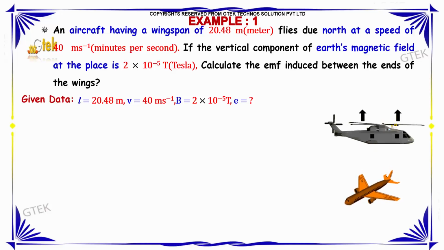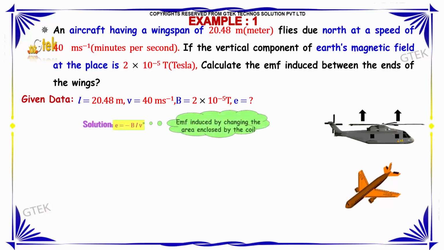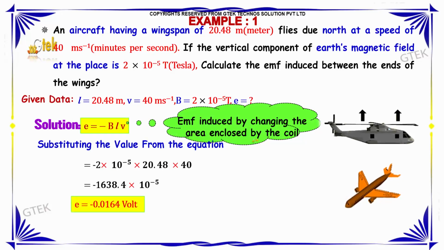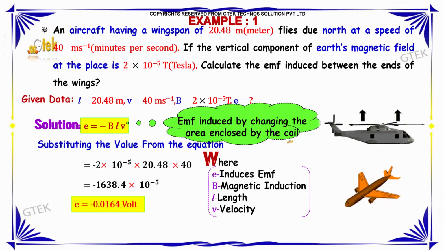So the length L is equal to 20.48, V is equal to 40 meter per second, and B is equal to 2 into 10 power minus 5 Tesla. As you know, the EMF is induced by changing the area enclosed by the coil. So we get E is equal to minus B into L into V.